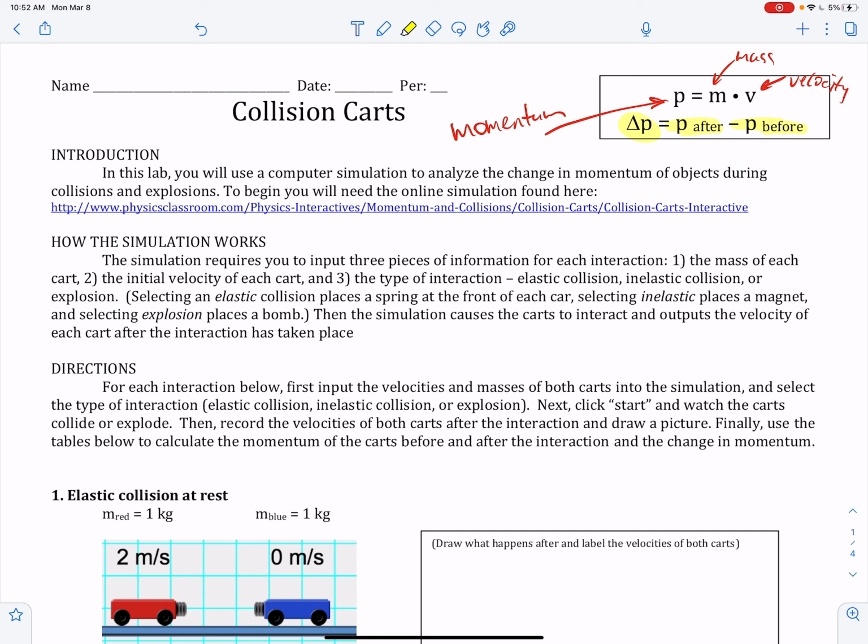All right, so that's the introduction to the general equations for calculating momentum and change in momentum. And so in this simulation, you're going to see 6 examples of collisions or explosions, and I'm just going to show you kind of how it works.